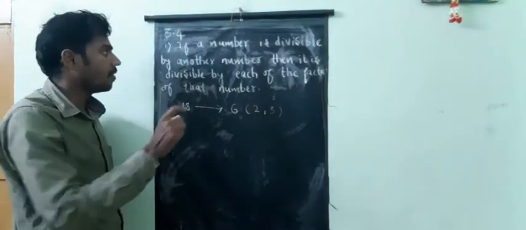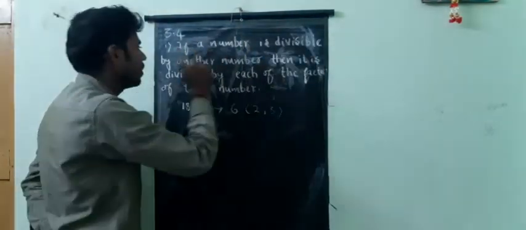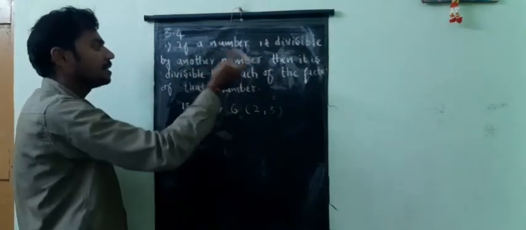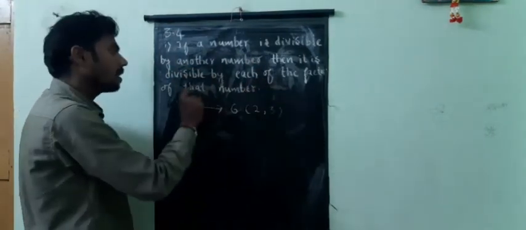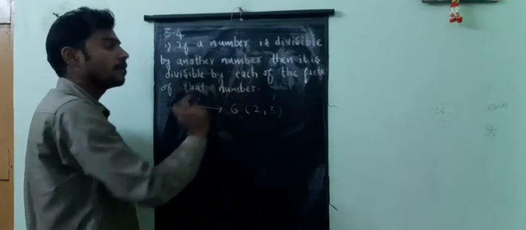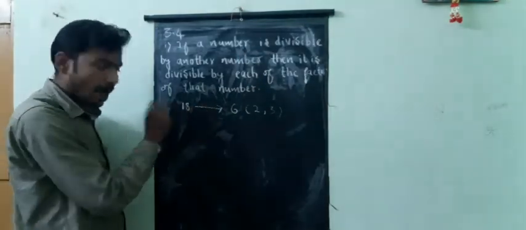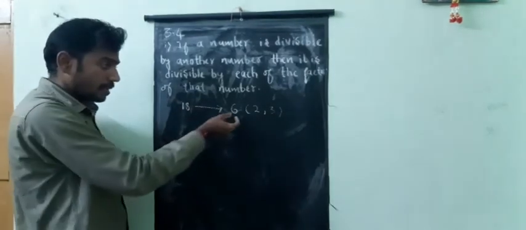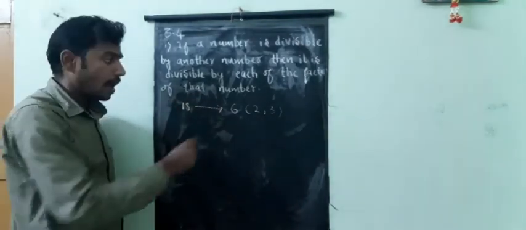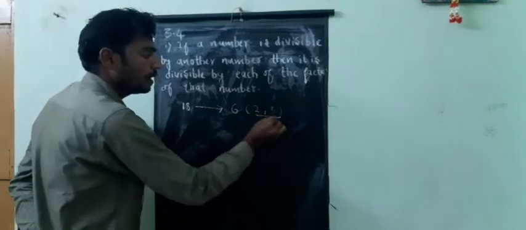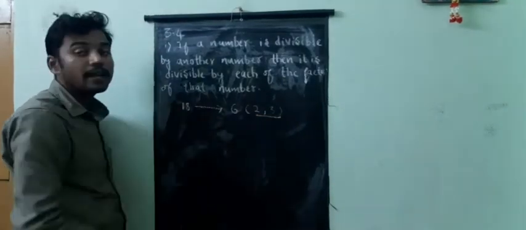See what it says: if a number is divisible by another number, then it is divisible by each of the factors of that particular number. See, 18 is a number, 6 is a factor of 18, 18 is divisible by 6, and what are the factors of 6? 2 and 3, and 18 is divisible by 2 and 3 as well.